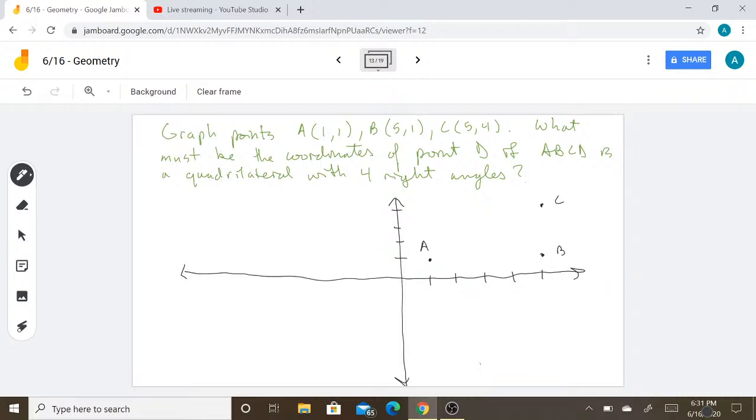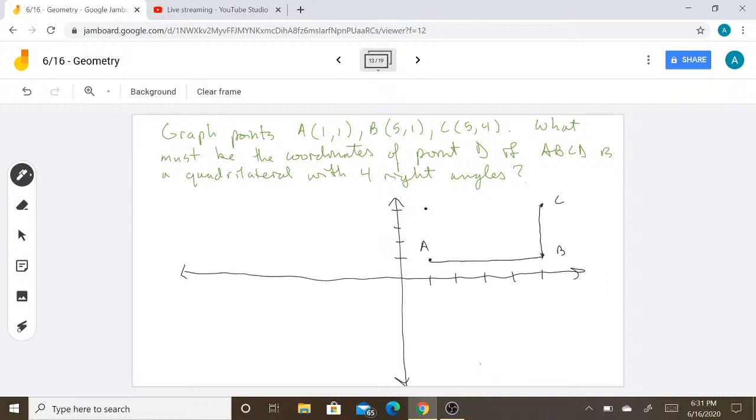And it asks us what must be the coordinates of point D if ABCD is a quadrilateral with 4 right angles. So what's a quadrilateral with 4 right angles? A quadrilateral has 4 sides, and to have 4 right angles, the sides must be perpendicular. So let's say we connect these points that we already have. We can see that line AB and line BC are perpendicular because one is horizontal and one is vertical. So the point that we choose, the coordinates for point D, must create 2 lines that are perpendicular. So you might be able to guess already that point D is here.